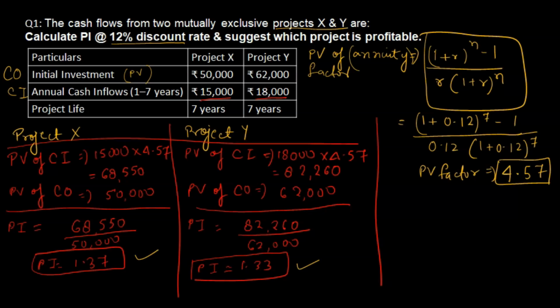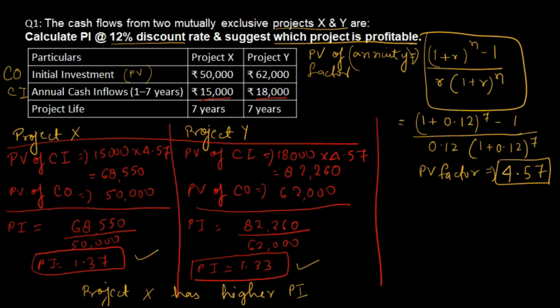Just the ratio we got. So you remember, when we have to accept projects, the PI should be greater than 1. In both cases it is greater than 1, but we have to select one. The project which has the higher PI will be more profitable, so project X can be selected. Project X has the higher PI, so it is more profitable, because in the question they have asked which project is profitable.